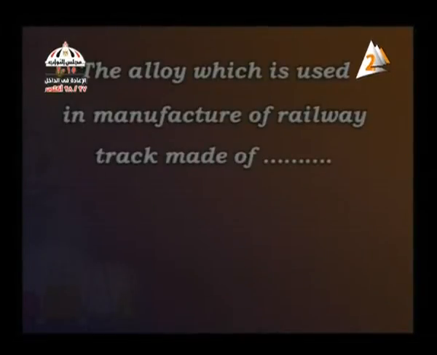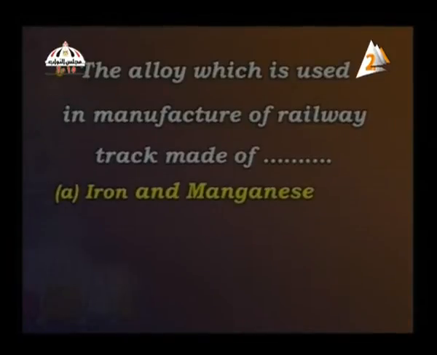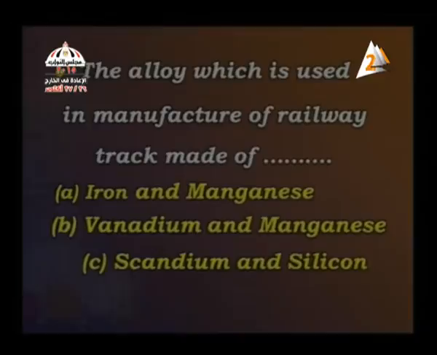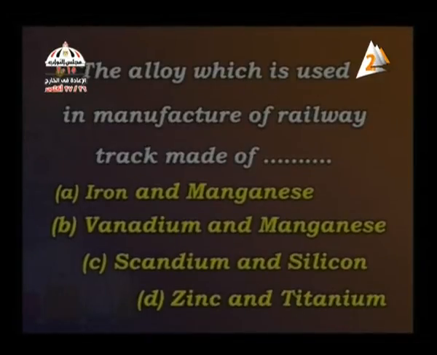Next point, the alloy which is used in the manufacture of railway track made of what? Is it iron and manganese, vanadium and manganese, scandium and silicon, or zinc and titanium? If you think about it, my dear student, it will be iron and manganese.